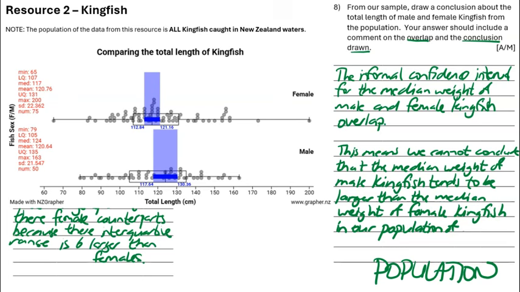and then at this point here, I'm going to do a direct copy and paste of the actual population. So I'm never ever going to reword it, because if you reword it, it might lose its effect. But if you copy it exactly as it is, you'll never be wrong. So of all kingfish caught in NZ waters. So hopefully I've exclaimed and stressed that population part enough for you.